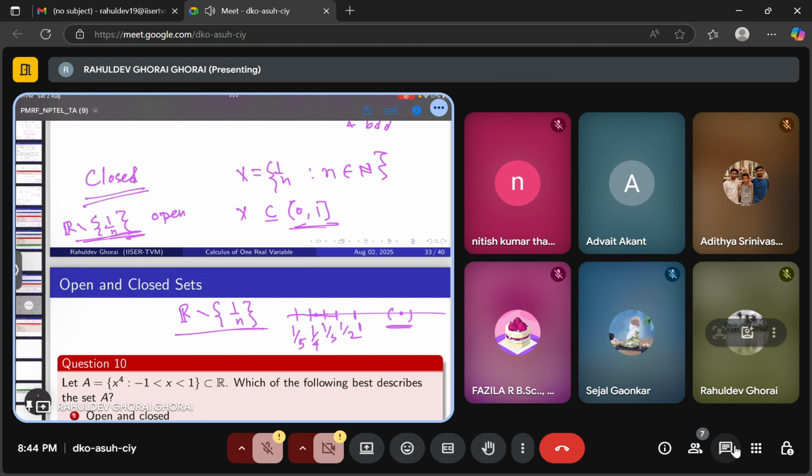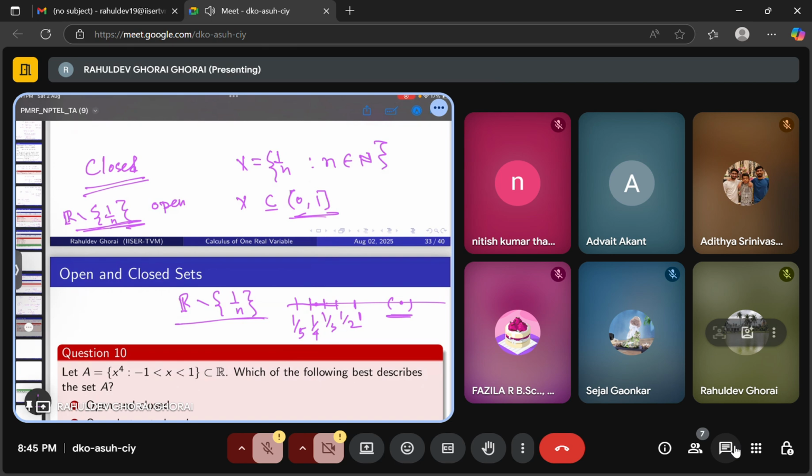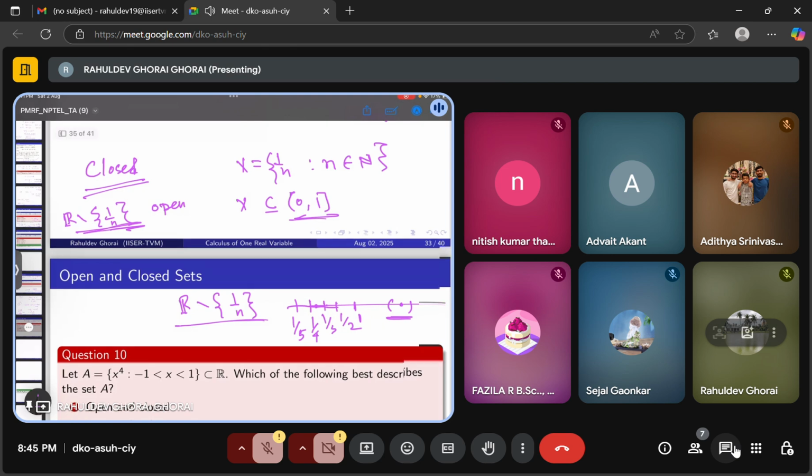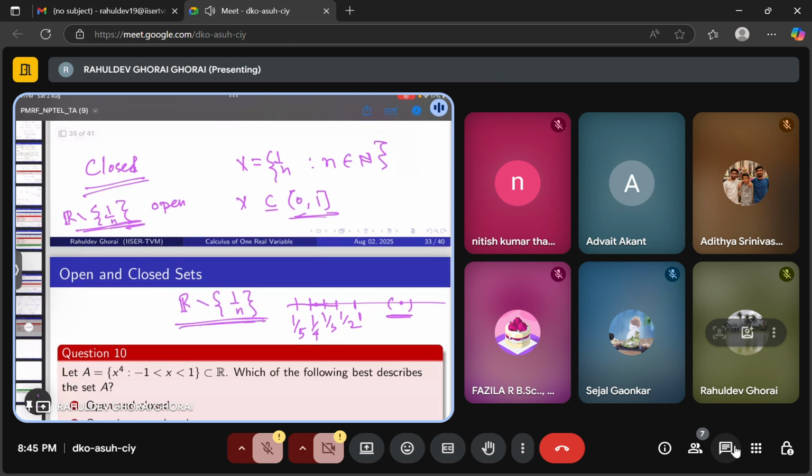Okay, sorry. Yeah, okay, I understand. So what do you need to prove? That R minus 1 by n is not open, right? If 1 by n is not open, then its complement will not be closed. That is my claim, actually. So now, let's say 0 is a point which belongs to R minus 1 by n. Correct? Now take any neighborhood, minus delta to delta, which is a neighborhood of 0.